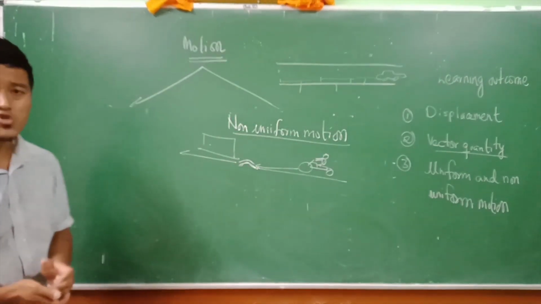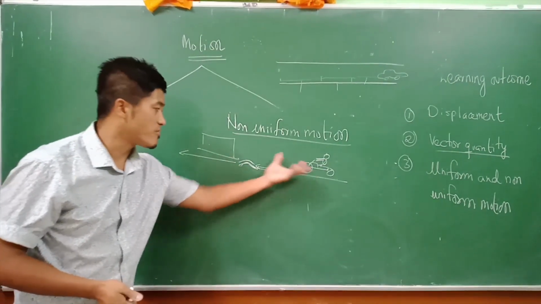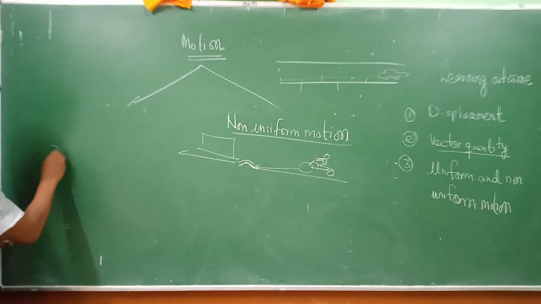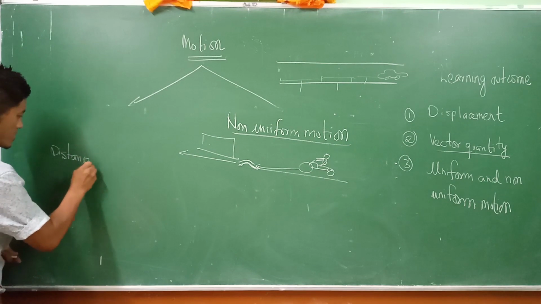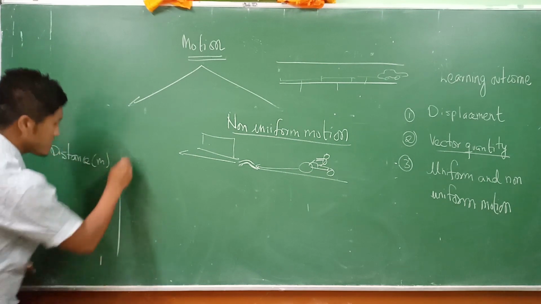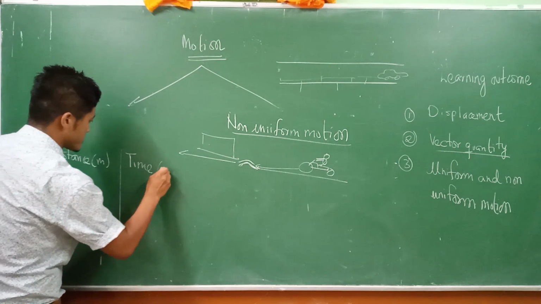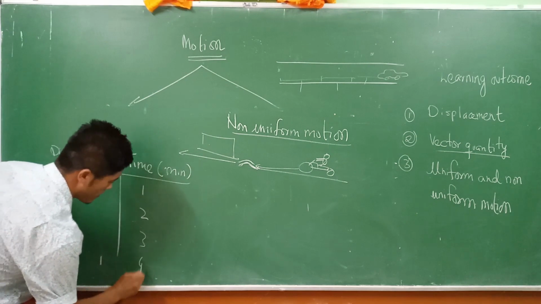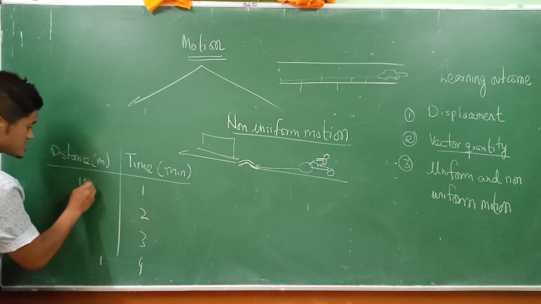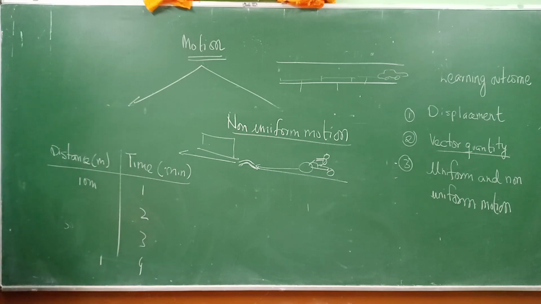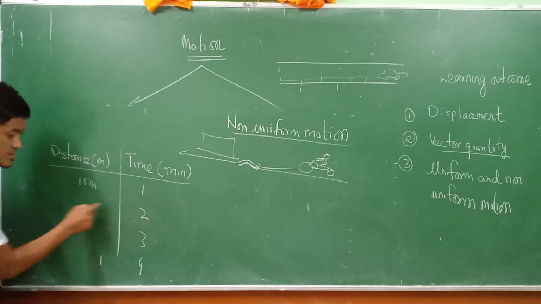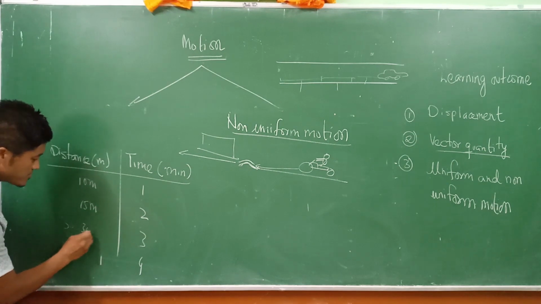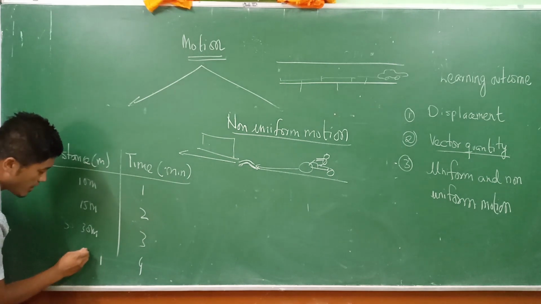So, this kind of motion, normally we used to call uniform speed, but we are talking about non-uniform motion. That means here, distance we measure in meter, and time: one, two, three, four. Right? In 1 minute, this particular car or bike covers a distance of 10 meters. In the next minute, 15 meters. In the next minute, 30 meters. In the next one, let's say, 60 meters.